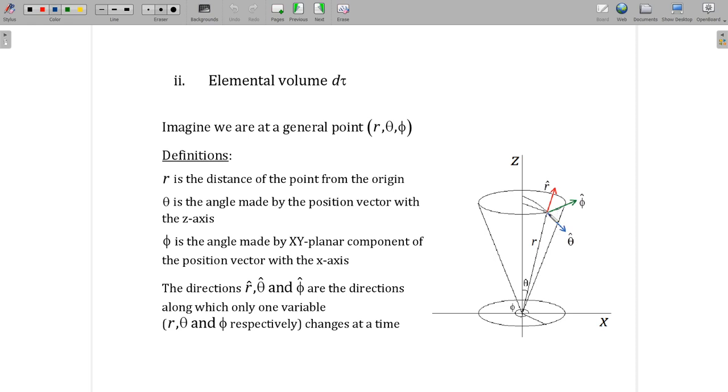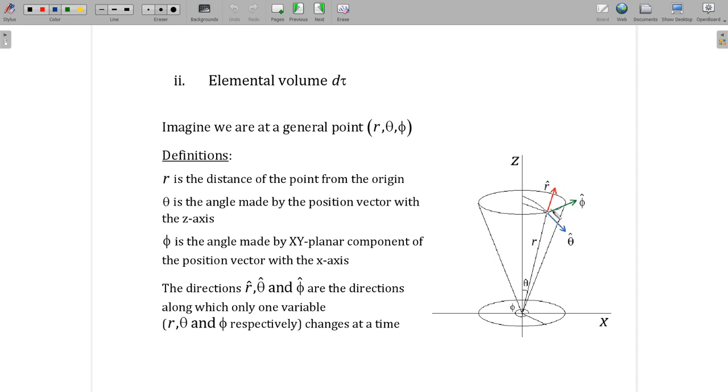R cap is obviously the direction if I start moving away from the origin, because r is the distance from the origin. So to increase r, I have to move right away from the origin. I move exactly away from the origin, right?